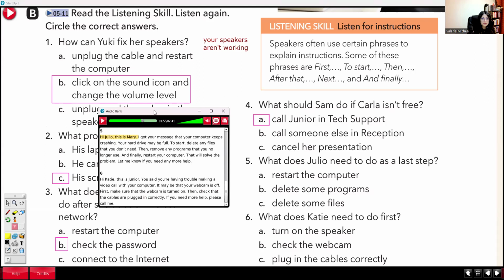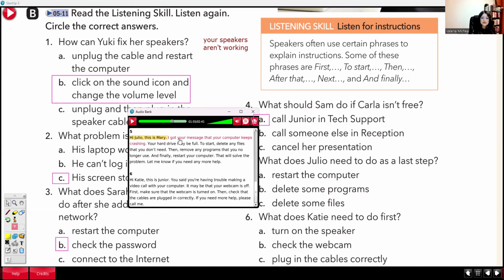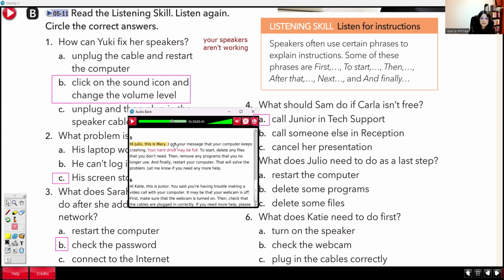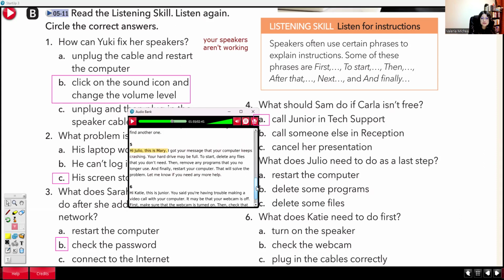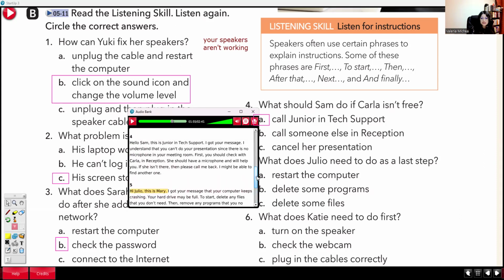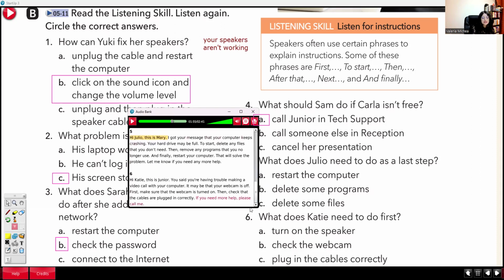Okay, let me move this a little bit. All right, so that's not the one. Let's go back to number 4. And yeah, Carla is the person that is in reception. So if Carla isn't there, there might be someone else that could help this person. All right, so yeah, Junior is the one who's going to be given extra tech support there. That's what we got on the conversation. Now let me stop sharing and we'll continue with number 5.